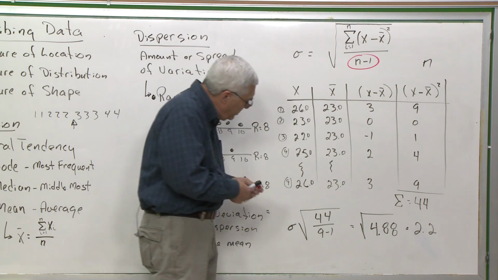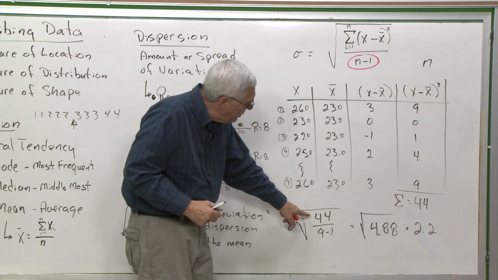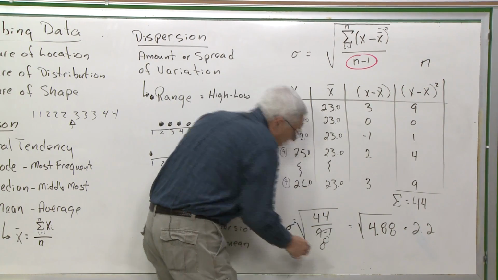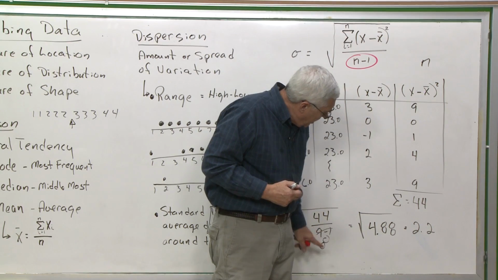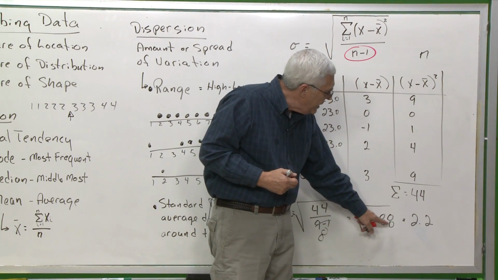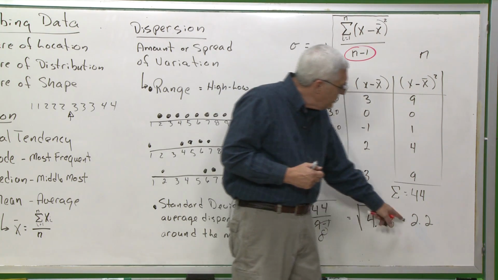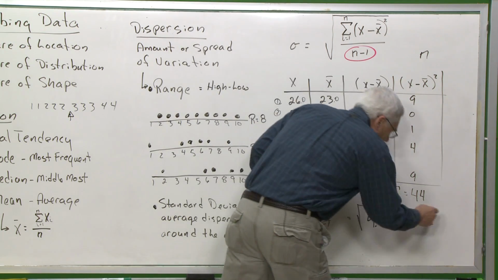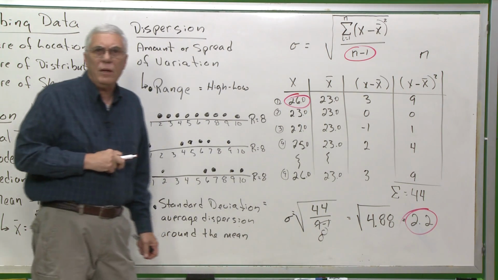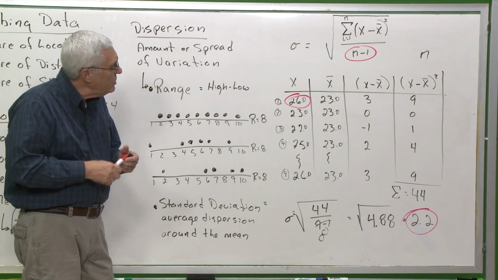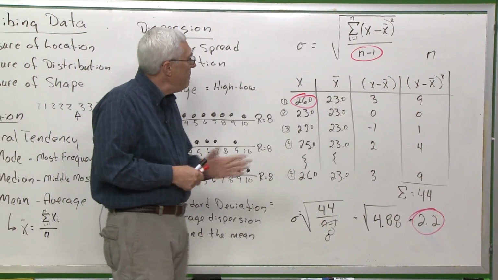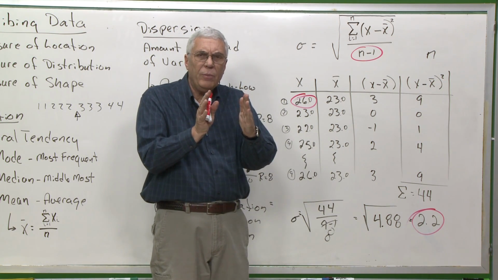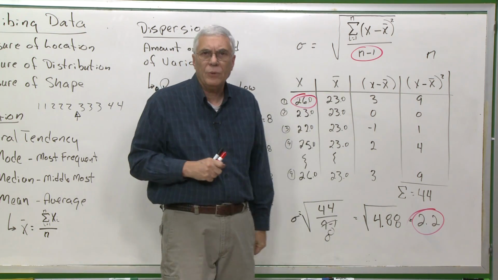So now I'm at a point where my standard deviation is equal to the square root of 44 divided by 9 minus 1, or in essence, 8. 44 divided by 8 gives me a value of 4.888 and so on. I take the square root of that. I get 2.2, whatever it runs out to. I'm going to round it to the precision represented by the samples. So I'm going to say I have a standard deviation here of 2.2. What that means is from the mean, from 23.0, the data starts to spread out in increments of 2.2, and out it goes.